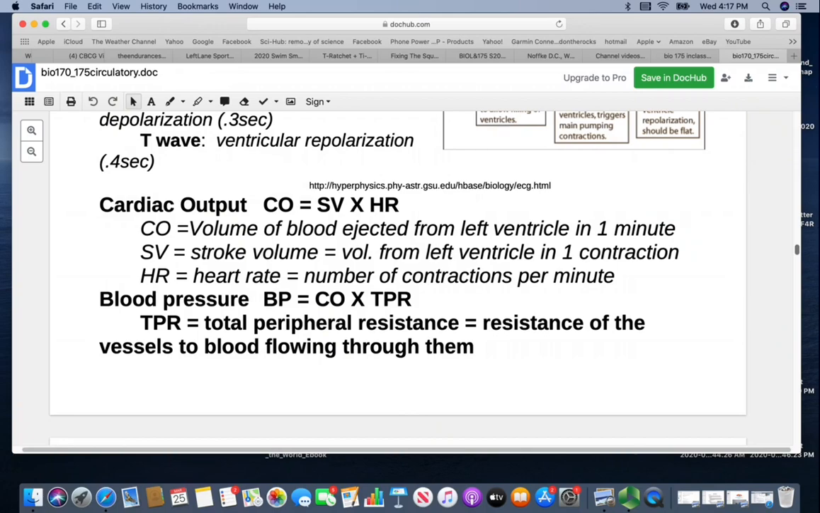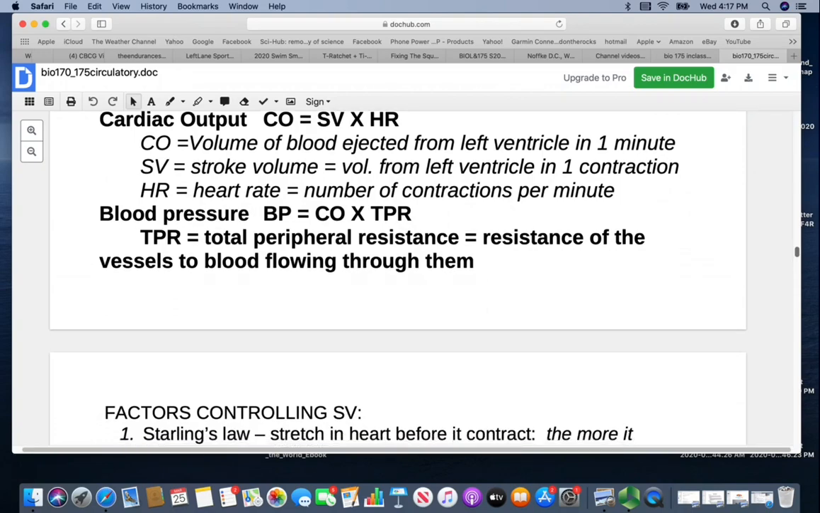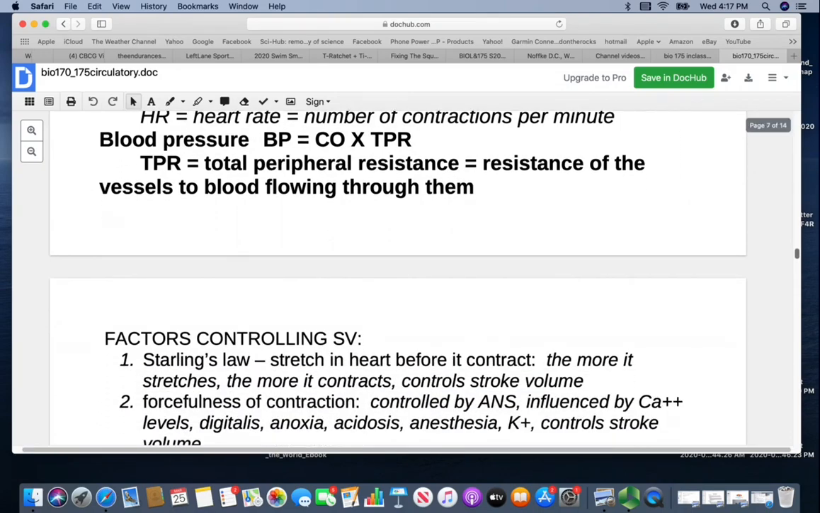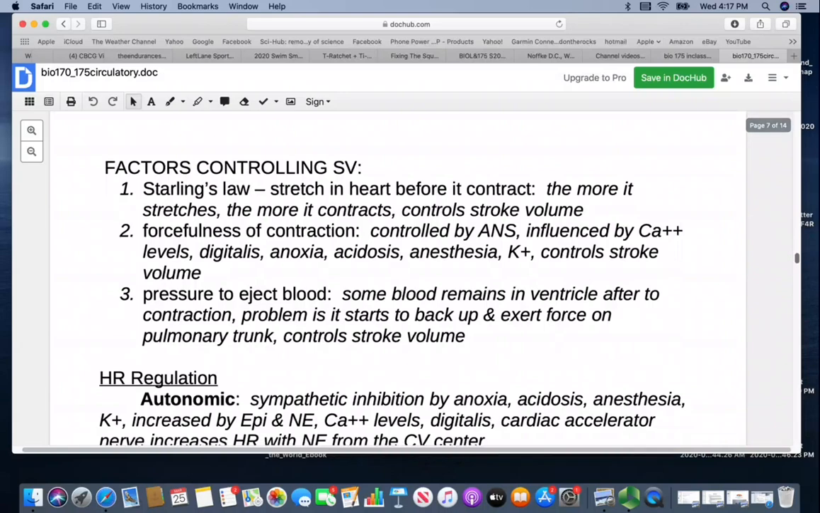The reason we care about cardiac output is blood pressure is your cardiac output times the total peripheral resistance. The total peripheral resistance is the resistance of the vessels to having blood flow through them. So we can look at each of these components individually. So things that would control stroke volume, one of them is Starling's law. Starling was a researcher, has a couple of laws, he named them after himself. So Starling's law of the heart says the more the heart stretches, the more it has to contract. So this will control the stroke volume.